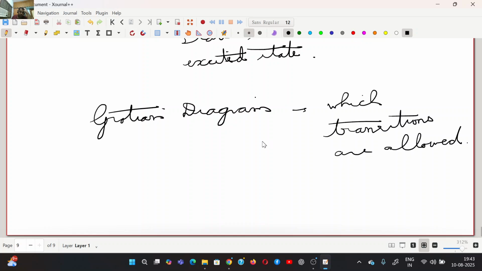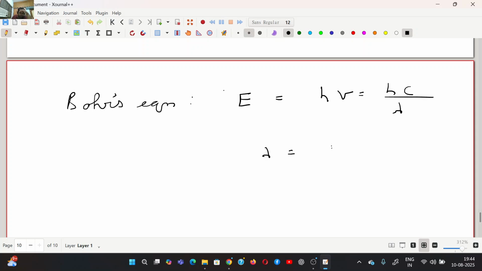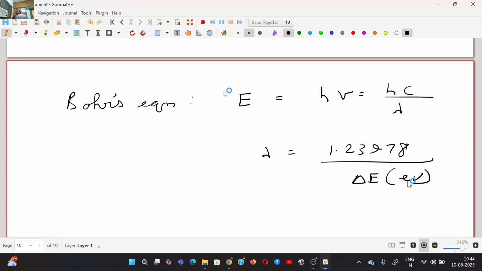Okay, so there is something called Bohr's equation. These things I'm just mentioning because Sir has covered it in class, in case something comes in the exam. So basically, from this equation, lambda is 1.23978 by delta E in electron volts. This is the Bohr equation, okay?